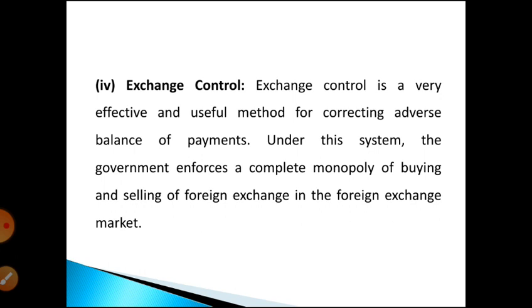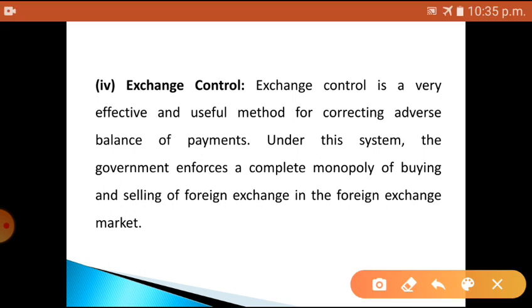Next we will move to the next method, which is exchange control. Exchange control is also a very effective and useful method to correct the adverse balance of payment. It is a very effective method for correcting the balance of payment.